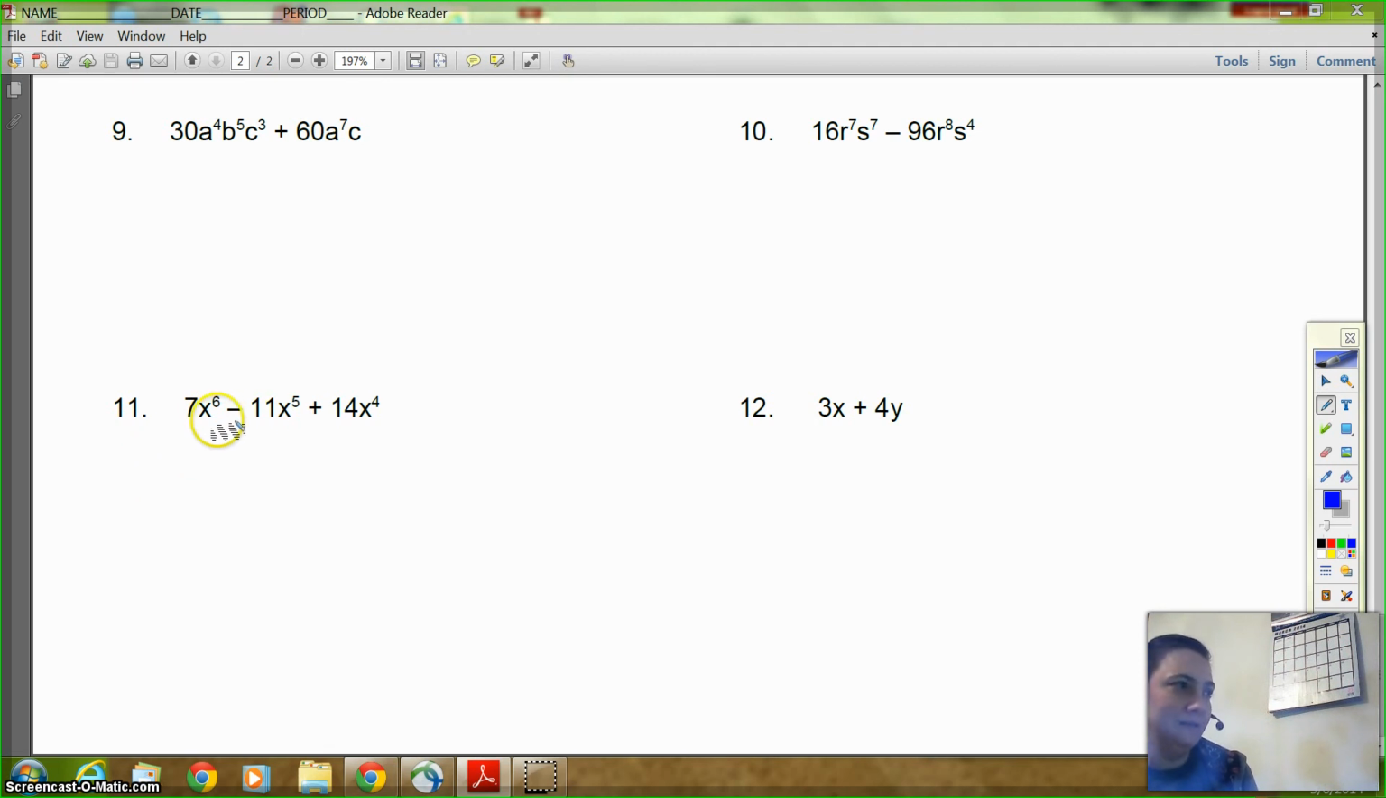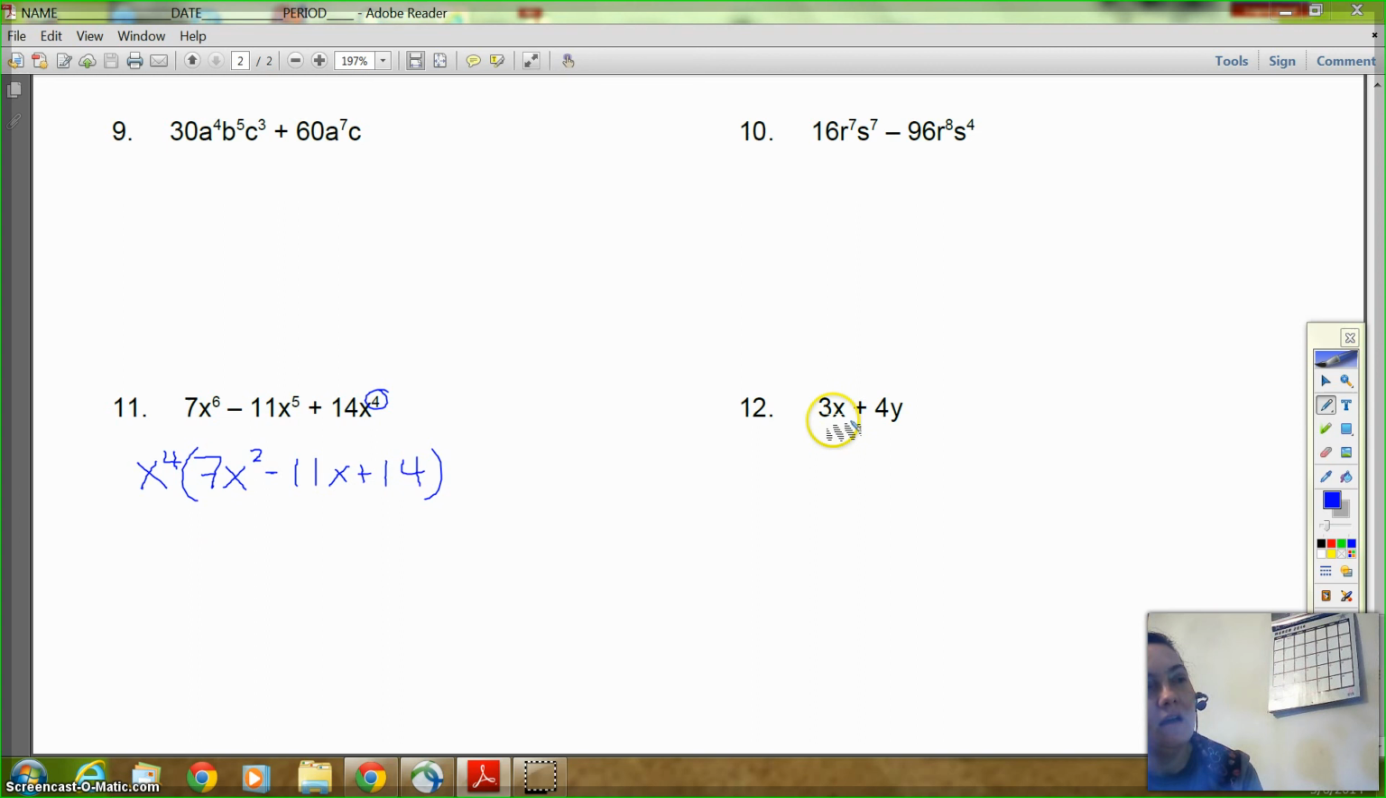Looking at my coefficients, I have 2 prime numbers, so that means I'm not going to have any numerical coefficients. So I need to move on to my x's and my variables, and x to the 4th is the smallest exponent they have in common. That means they all have at least x to the 4th. So I'm going to divide that out, and I get 7x squared minus 11x plus 14. So that divides out by subtracting the exponents.